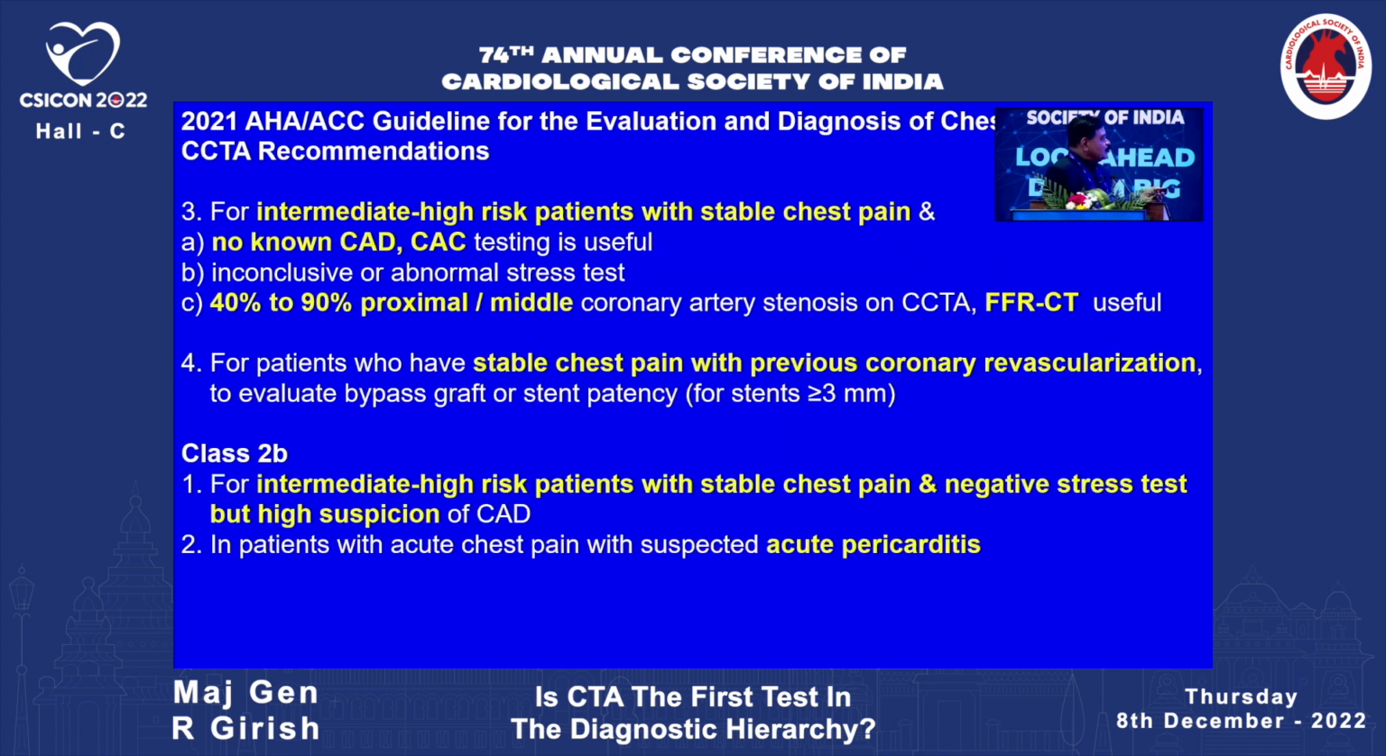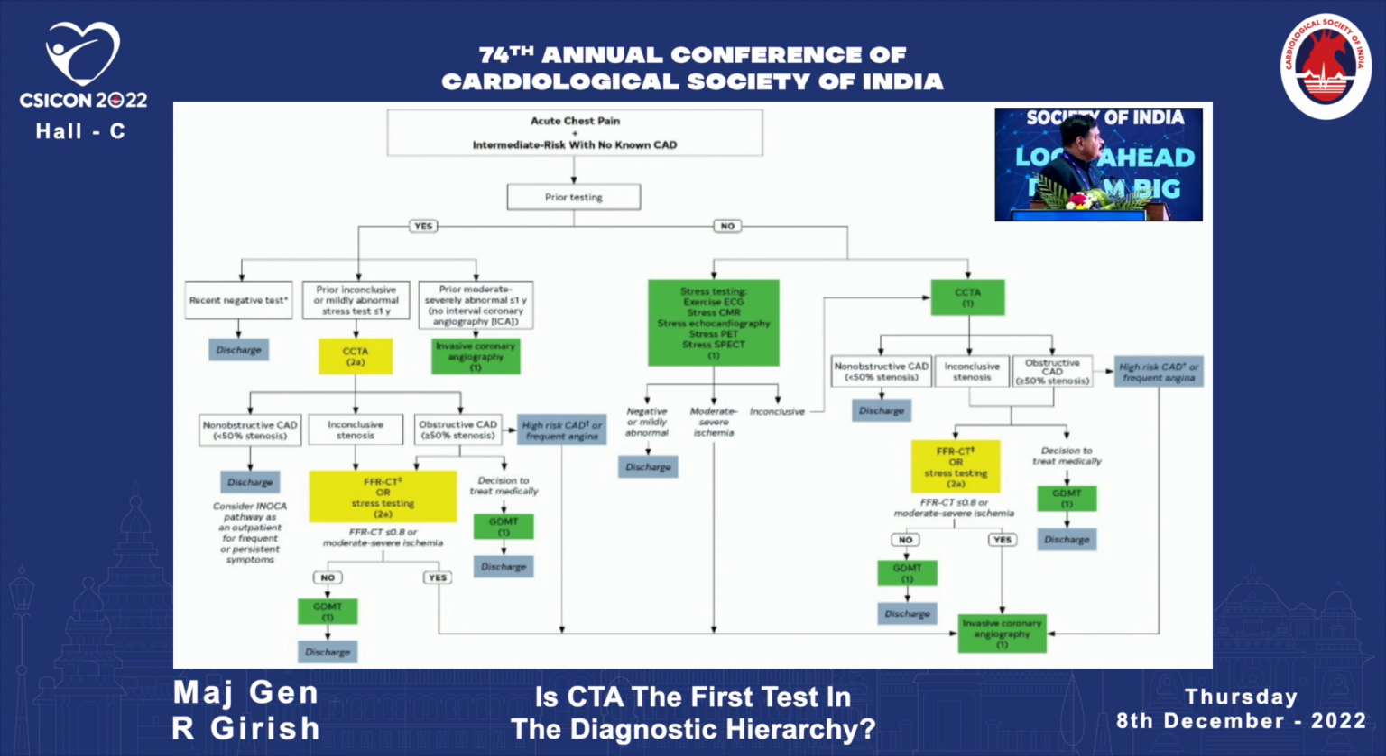And again for those with previous coronary revascularization, and class 2B for intermediate high risk patients with a negative chest test but in whom there is a high suspicion of CAD, and also for patients in whom acute pericarditis is suspected. So the same has been incorporated in various flow charts.